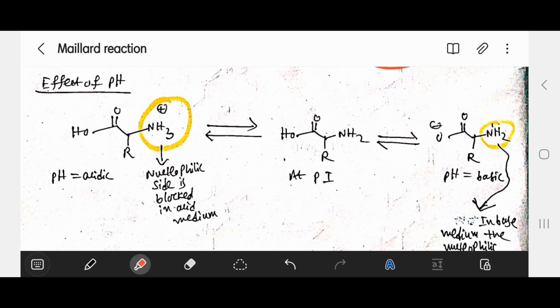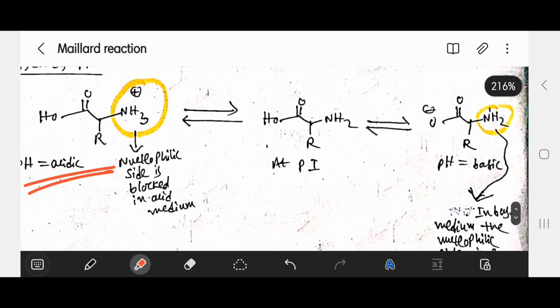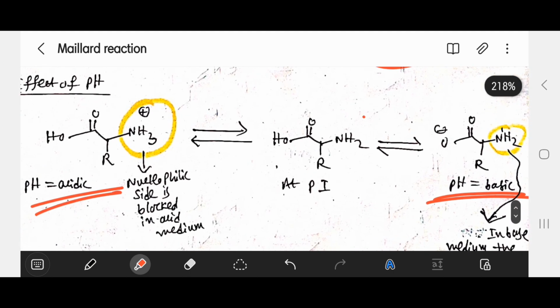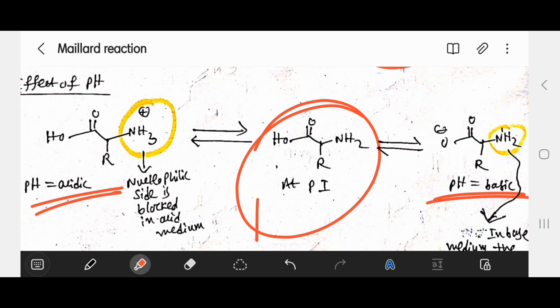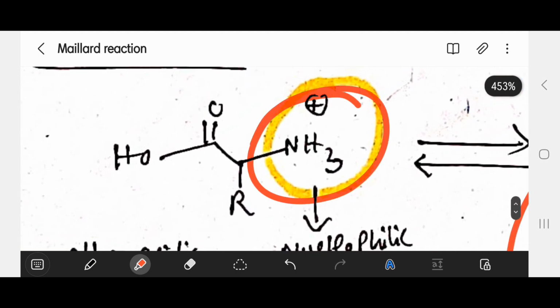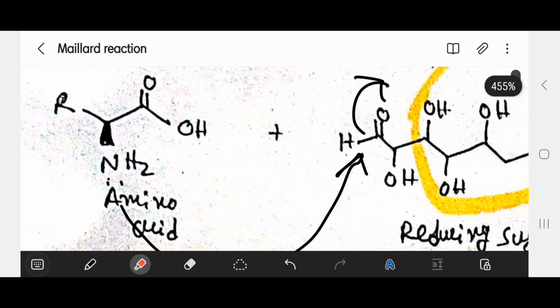So first let us talk about the forms of an amino acid. It exists as this protonated form and this deprotonated form. This is mainly found in acidic medium. This is mainly found in basic medium, and this is found at pI, or the isoelectric point. So what's special? In this form, the NH2 group, which was our nucleophile, is blocked. Since it is blocked, it doesn't have any free electron to attack the CO, the keto group here.